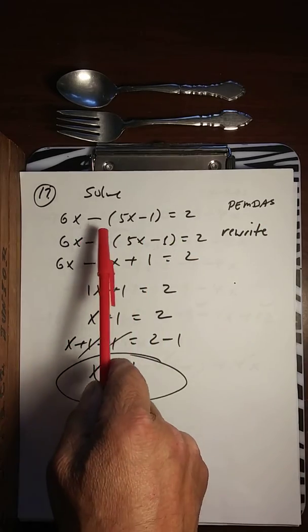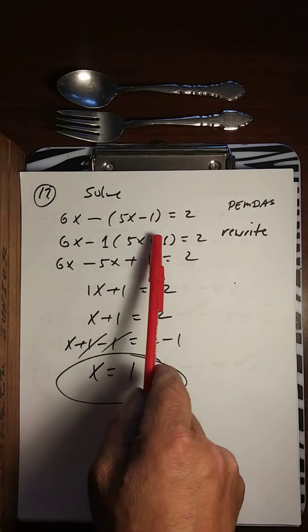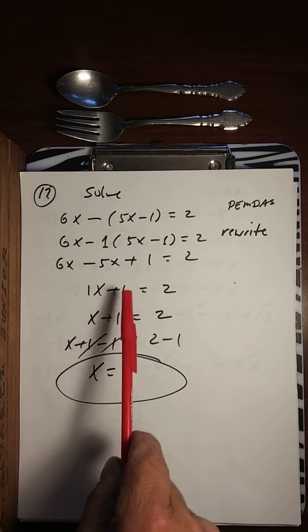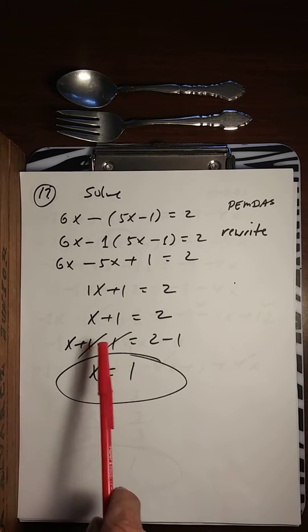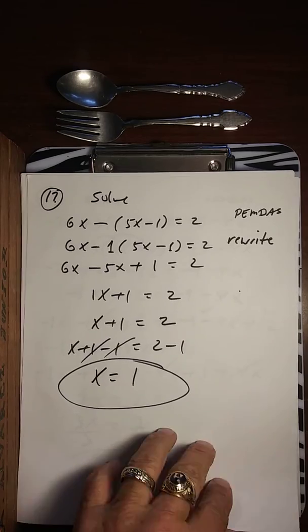Solve this. So if you write this, put a 1 there, negative 1. Negative 1 times that is negative 5x. That times that is going to be plus 1. 6x minus 5x is 1x, or just x. Bring the 1 down. So go minus 1, minus 1. These are gone. So x is a 1.